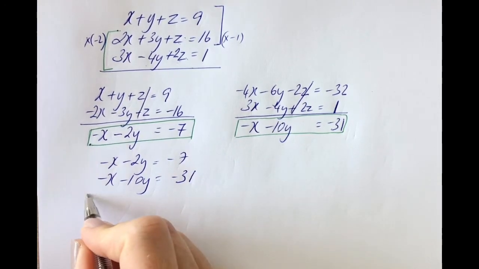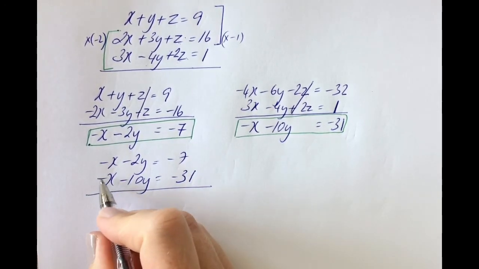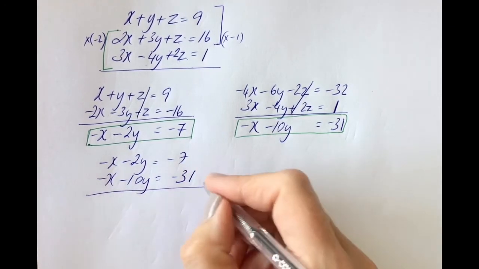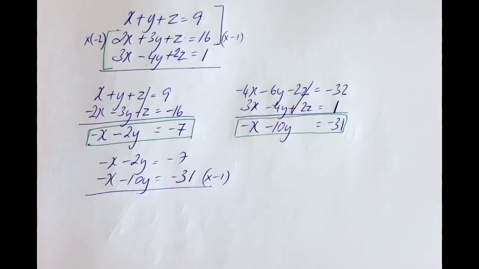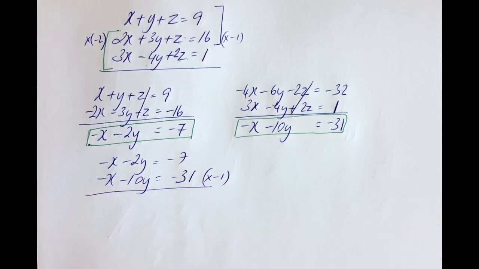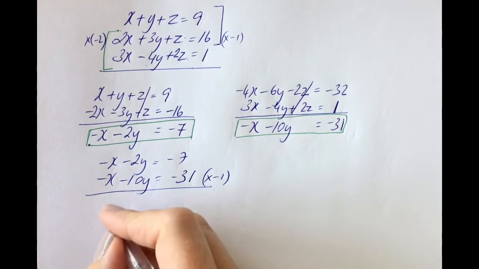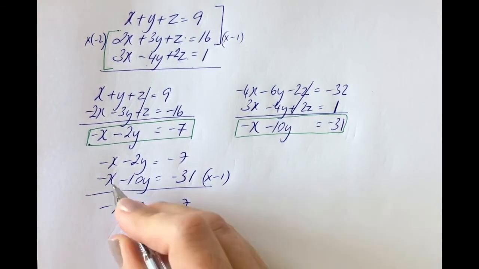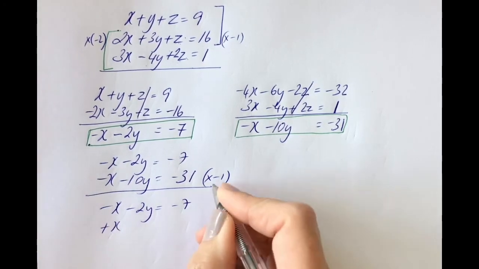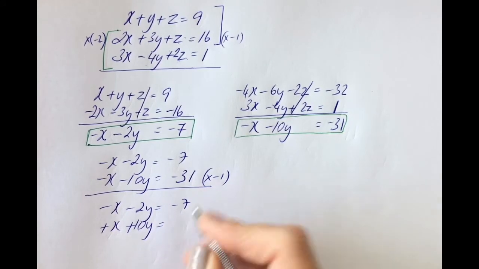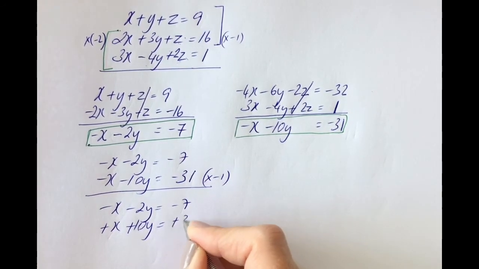Okay, and the x's are set up quite nicely, but I just need a positive x on one of them in order for these to cancel. So I'm going to multiply the bottom line by a minus 1 in order to get a minus 1 by minus x will give me the positive x that I need. So the top line stays the same, and the bottom line is minus 1 times minus x is plus x, minus 1 times minus 10y is plus 10y, and minus 1 by minus 31 is a plus 31.